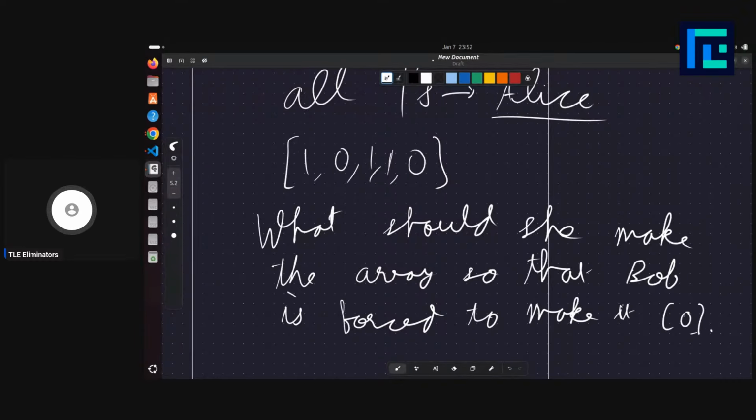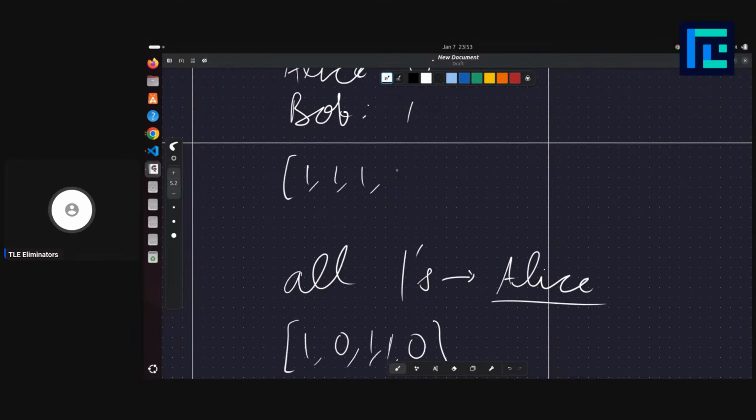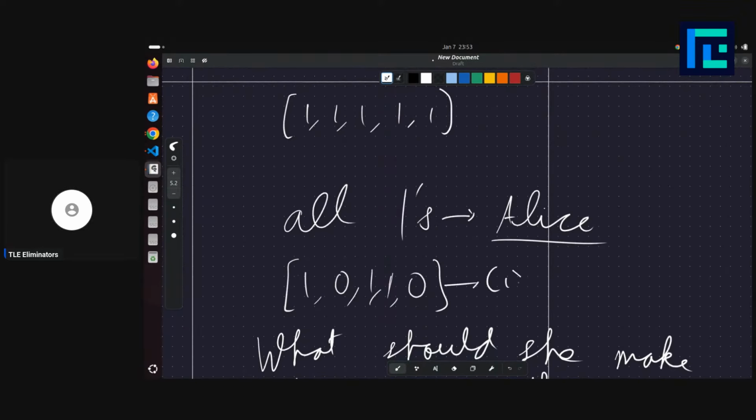Okay, this is my thought process. The first case is if all the elements in the array are 1, then Alice would win. But what if they are not all 1? Then if Alice chooses the entire array, it would get replaced with a 1, and Bob would win. So Alice won't do that. But it is Alice's turn now. What should she do so that Bob has no choice but to lose? What should she do so that Bob is forced to make a 0 at the end?